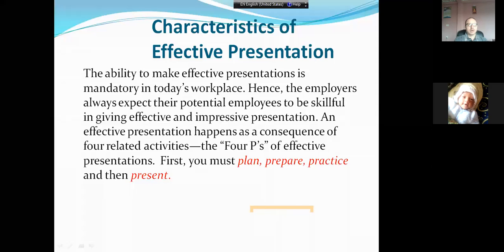About especially oral and non-verbal communication. We are in this chapter, and we discuss the topic called characteristics of effective presentation. The formalized hope is plan, prepare, practice, and present.